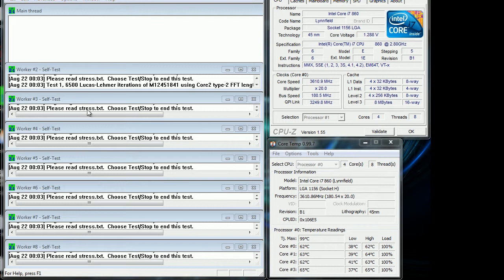And just for reference, all of these three programs can be downloaded on the internet. Prime95 being a stress test, Core Temp being a CPU temperature checker, and CPU-Z is by CPUID, basically just for checking your stats of your mainboard, CPU and stuff.